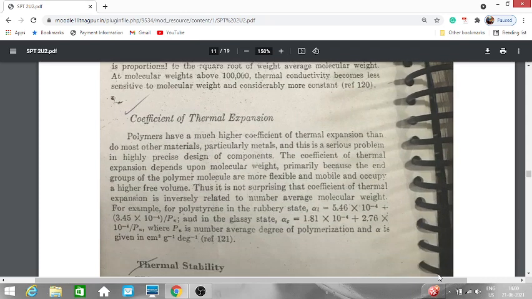Coefficient of thermal expansion. Polymers have a much higher coefficient of thermal expansion than do most other materials, particularly metals.